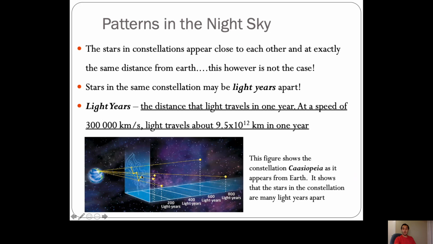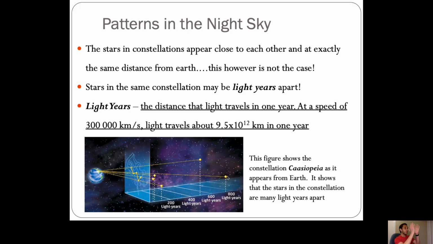But in reality, the stars that make up that shape are all many light years apart. The closest one looks like it might be 50 to 100 light years away from us. Okay, and the furthest one looks almost 800 light years away from us. So that's a big distance. These stars are very far apart. Okay, they're extremely far apart.